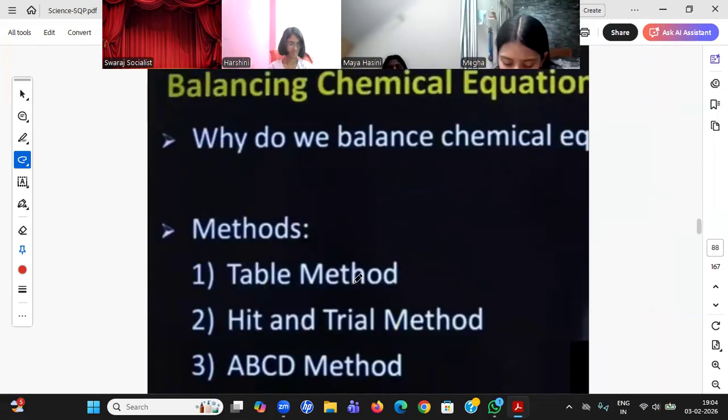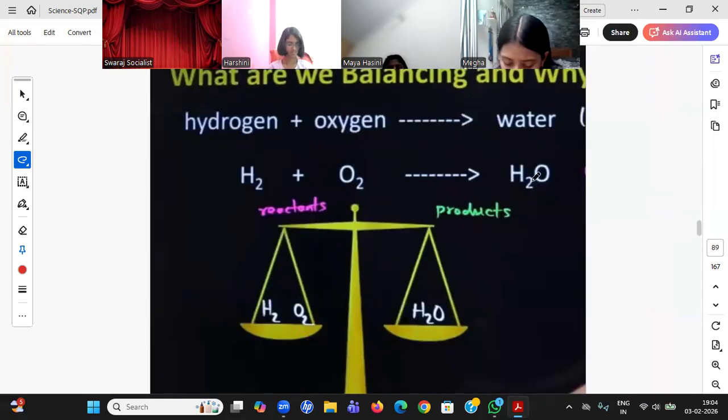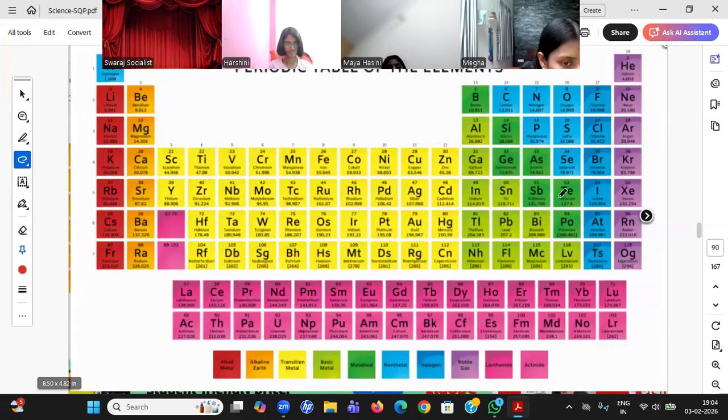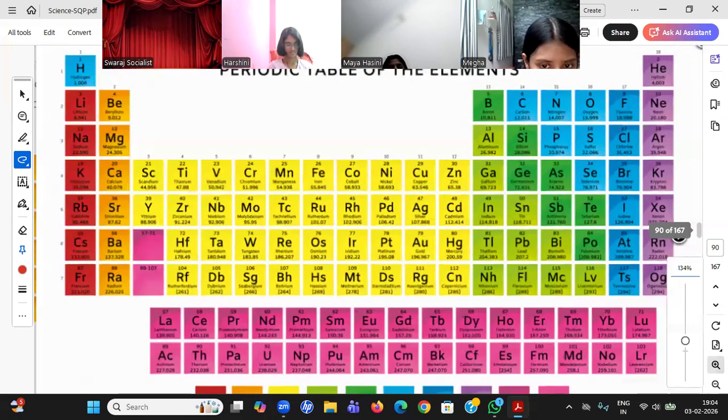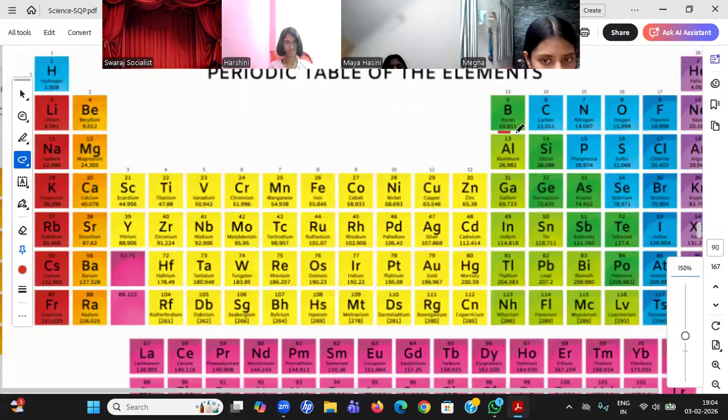How will you show that? The same reaction I took, H2 plus O2 equal to H2O, it's not balanced. If you weigh the left hand side and right hand side, it will not be balanced. The reactants and products should be balanced. Whenever I'm speaking about balancing, I'm speaking about the masses. And in the periodic table, where are the masses written? Look at here very carefully. In some of the questions, he's giving numbers like 10, 12. So these are the mass numbers.